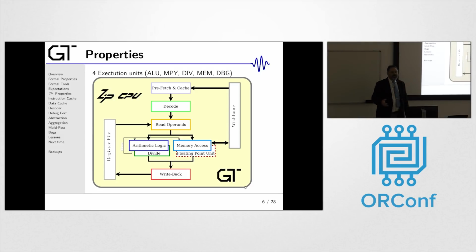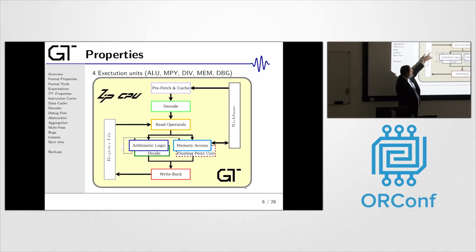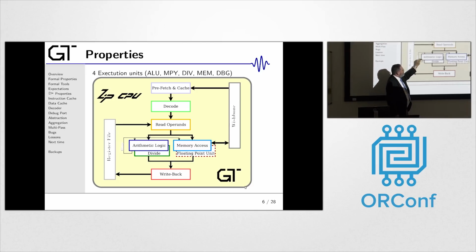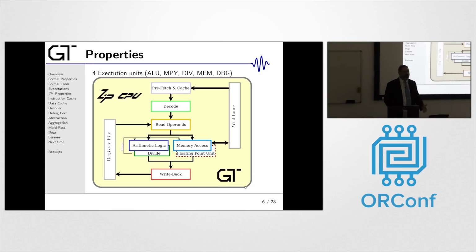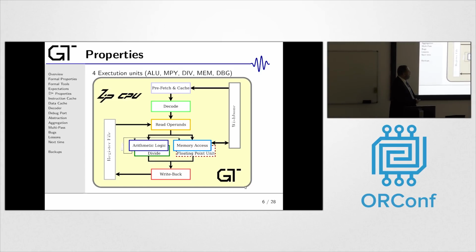If you're not familiar, the ZipCPU basically has, let's see, 5 pipeline stages. There's the prefetch, the decode, the read operand stage. I'll show you that in a moment. And then there's this execution stage where there are 4 different types: ALU, memory access, divide. And someday I hope to put a floating point unit in there. I haven't done that yet, but I show it on there just because I'm hopeful. And then you have the write back at the very end.